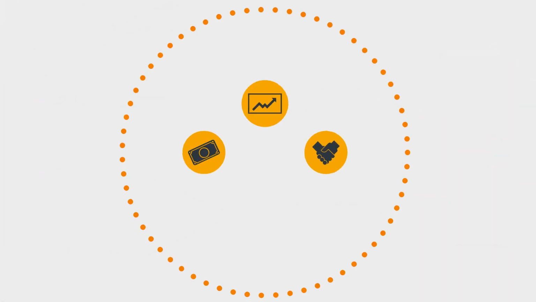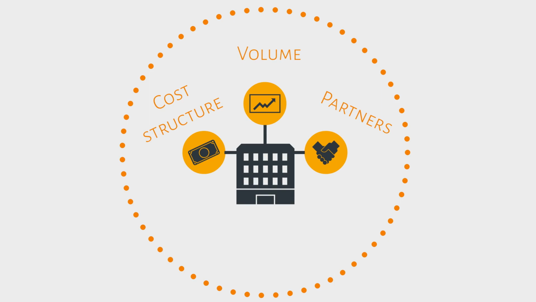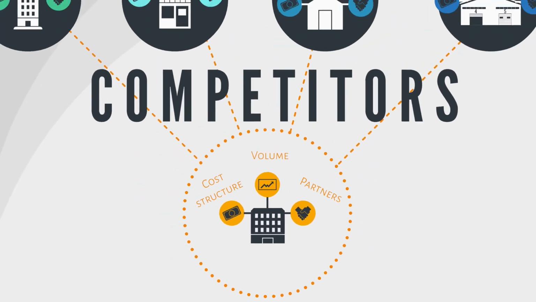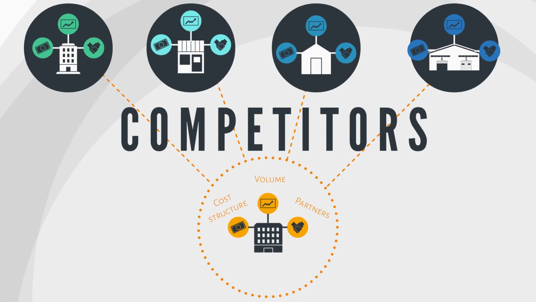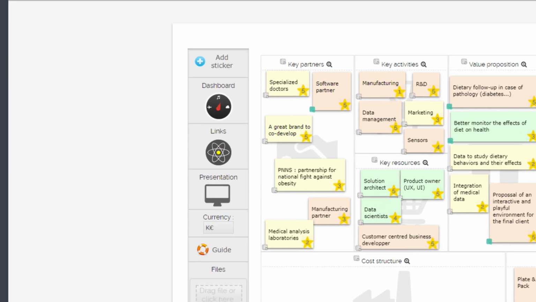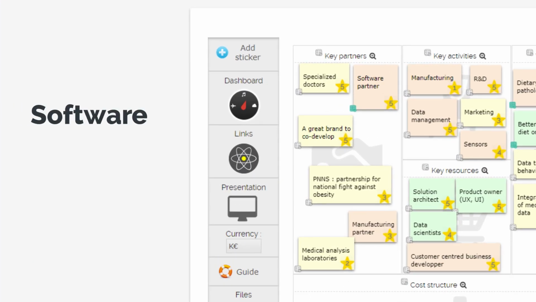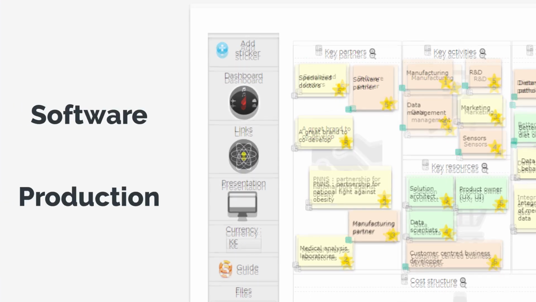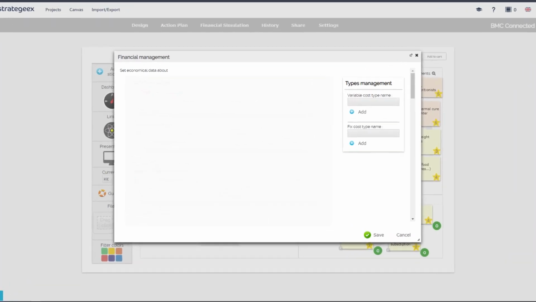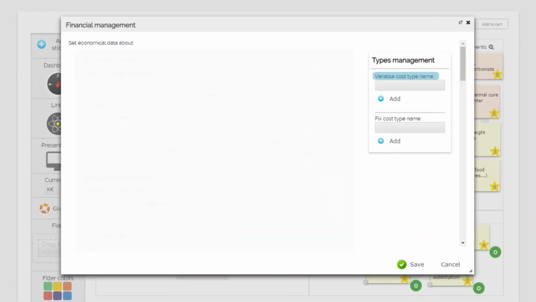Cost analysis is often handled internally. However, it is interesting to evaluate the cost structure, the volume, and the partnerships of competitors. While working on the connected plate BMC, we focused our attention on the cost of software development and production. To add a cost to a sticker, it is essential to define whether this cost is variable or fixed in nature, before associating it to an item in the partners or key resources boxes.